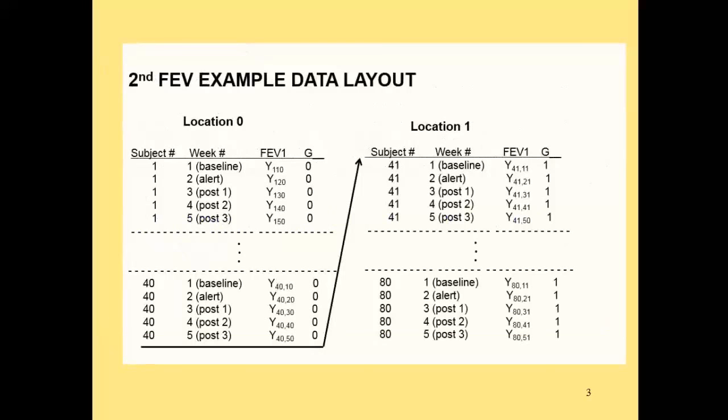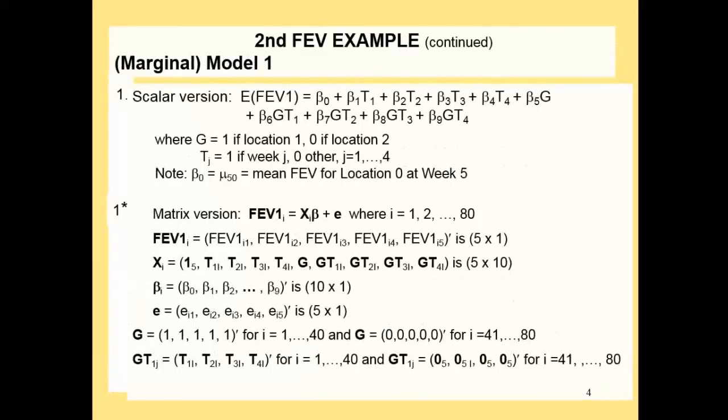Well, here's the data. Now, instead of 40 kids, I've got 80 kids, right? I've got 40 kids from one location, and another 40 kids from location 0. You follow me on this? This isn't hard to talk about. Okay. Now, I'm not going to talk about it too much.